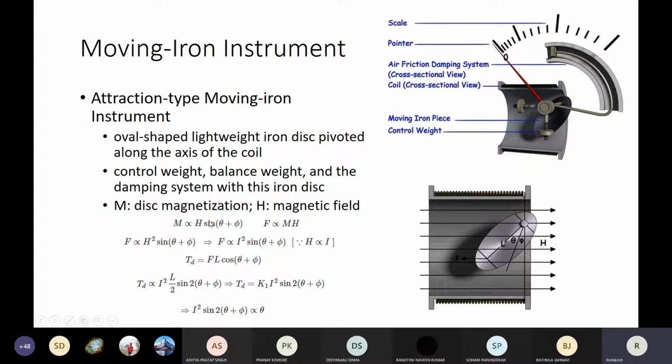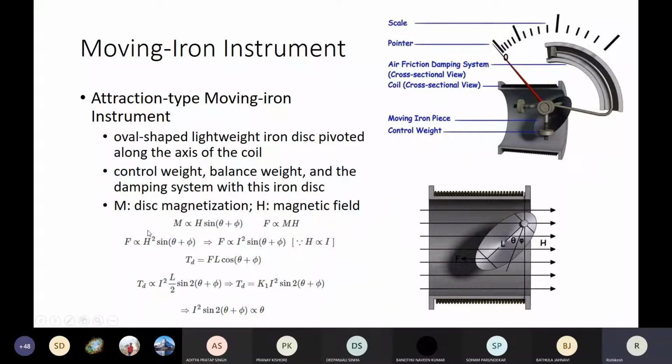So both angles together decide the amount of magnetization which is present, and the force with which the rotation occurs, which is shown in this direction F. It is slightly dark but it is visible, I hope. That force is also proportional to the product of the amount of magnetization and the magnetic field. And since the magnetization itself is a function of the magnetic field, the force becomes proportional to H square into sine theta plus phi.